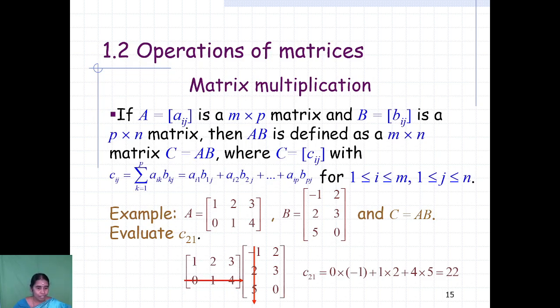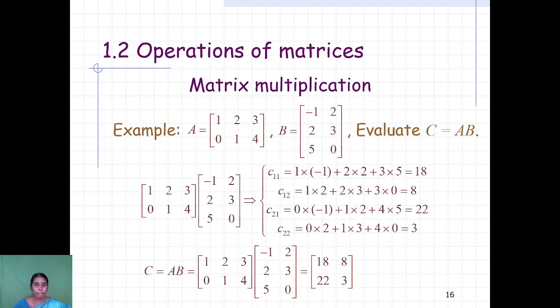See here, in our example, matrix A has number of columns 3, whereas the number of rows in our matrix B is 3. So the number of columns of A and the number of rows of B are the same. Since they are the same, we can find the product A into B. Now we evaluate C21. C21 is just the product multiplication: C21 is equal to 0 into minus 1, plus 1 into 2, plus 4 into 5, using the formula defined above.